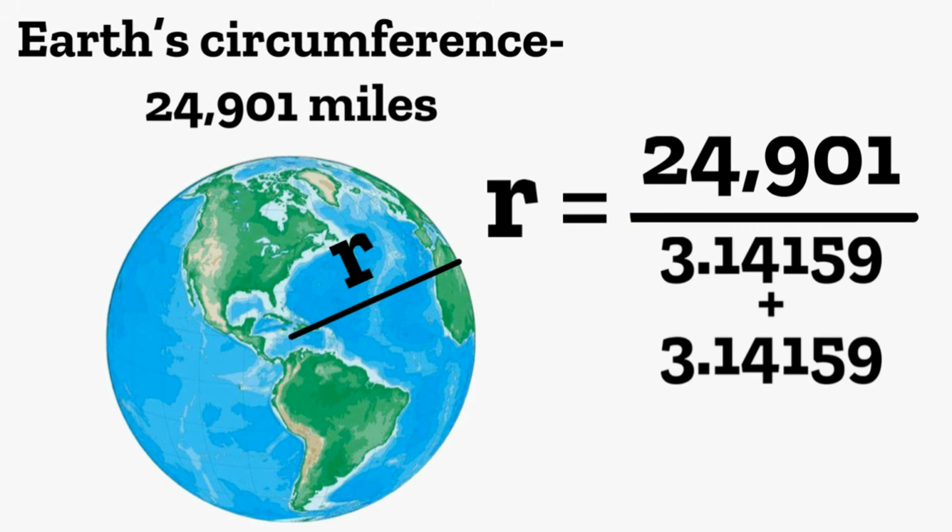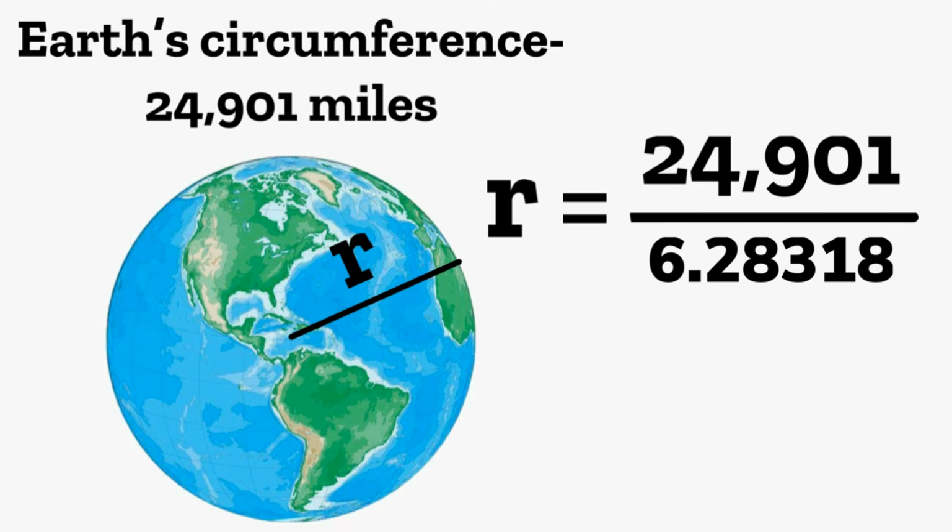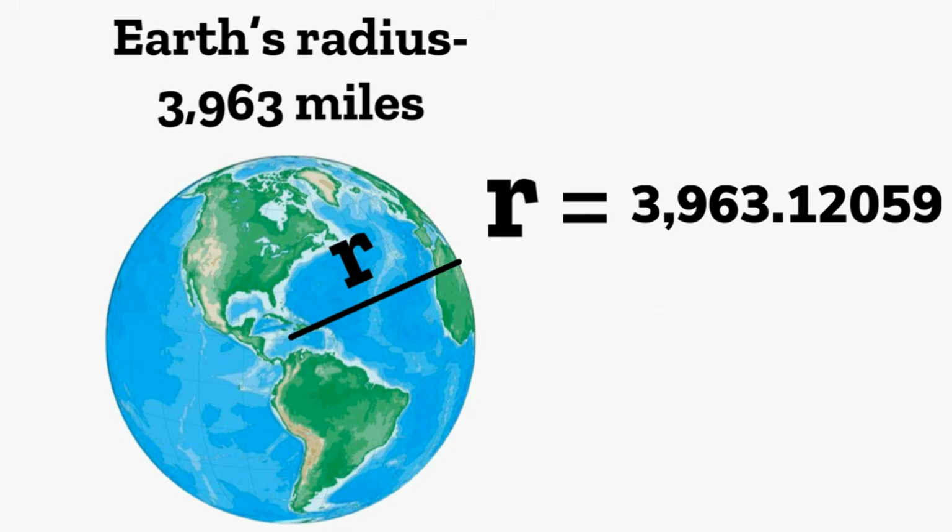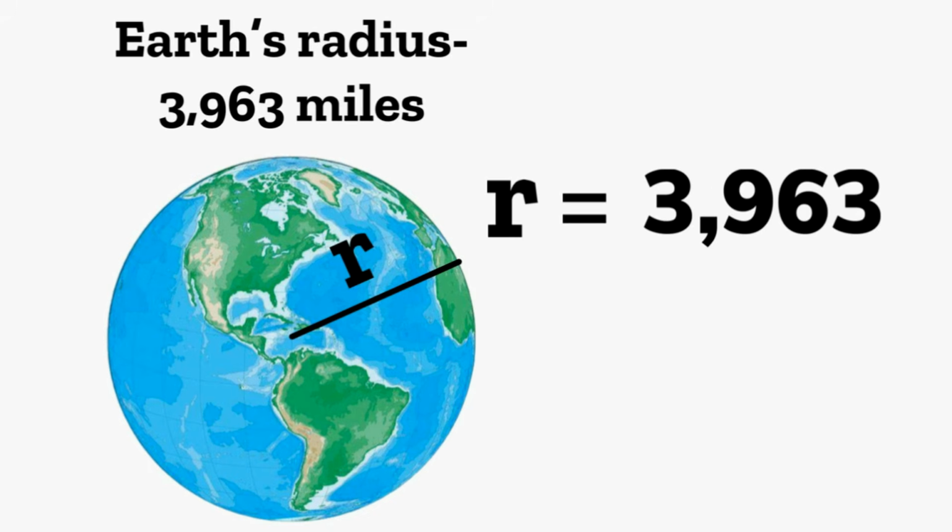Or 2 pi can equal 3.14159 plus 3.14159. So Earth's radius will equal 24,901 divided by 6.28318, which equals 3,963.12059. For number's sake, we will round down to 3,963. So Earth's radius equals 3,963 miles.